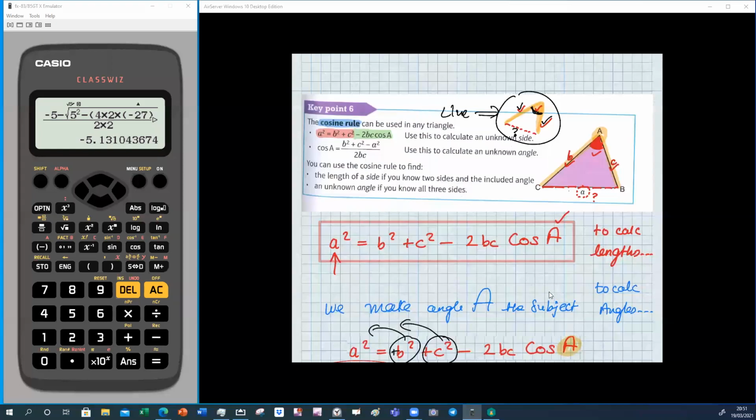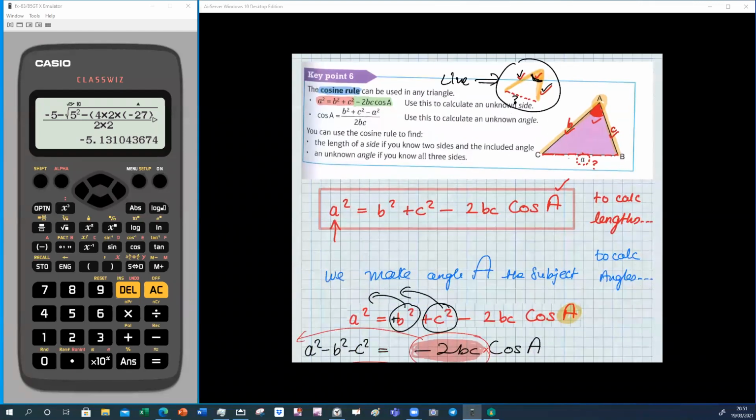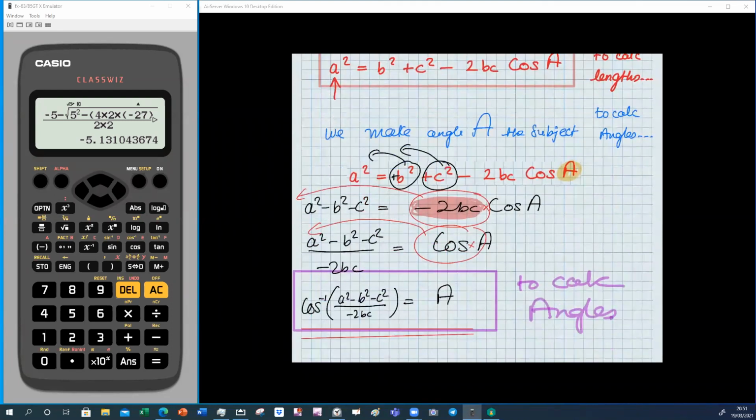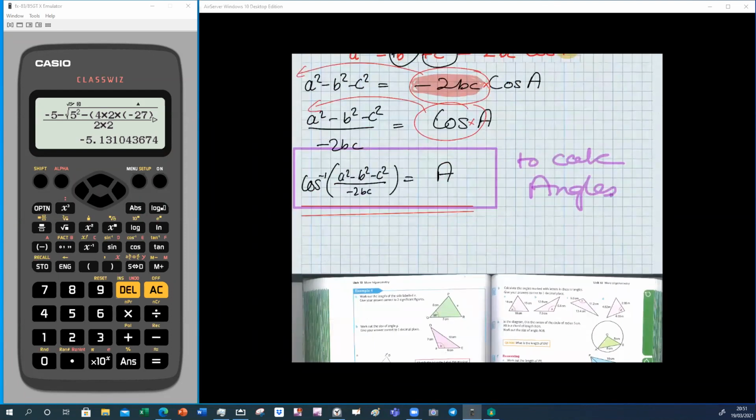Okay, so we said a squared equals b squared plus c squared minus 2bc cos a, if you want to calculate length, and then I've done a rearrangement. Now, in my rearrangement here, Abu Bakr, what formula did I get as the final answer? What did I get? Inverse cos of a squared minus b squared minus c squared over 2bc. Over minus 2bc, yeah? Yeah.